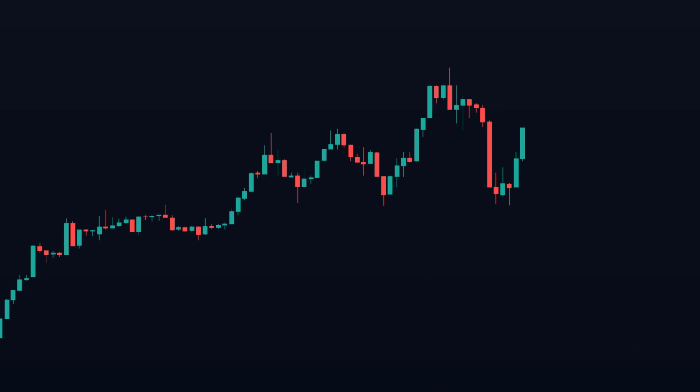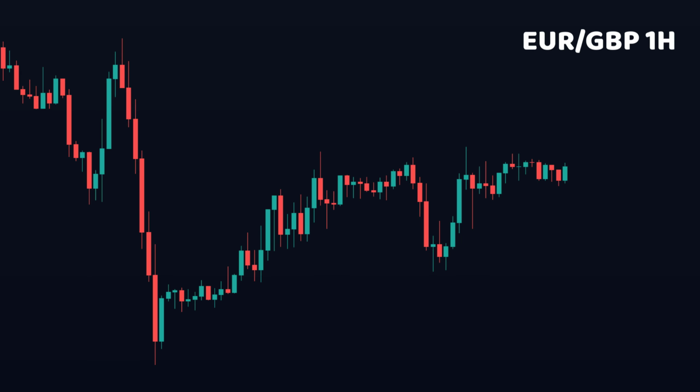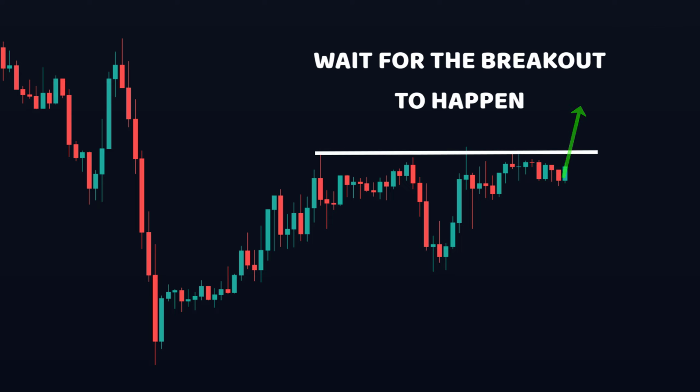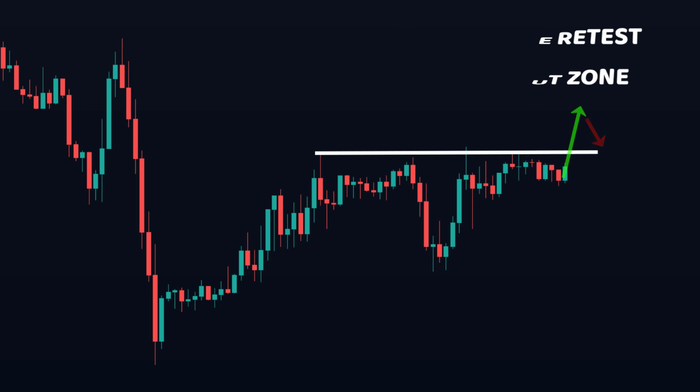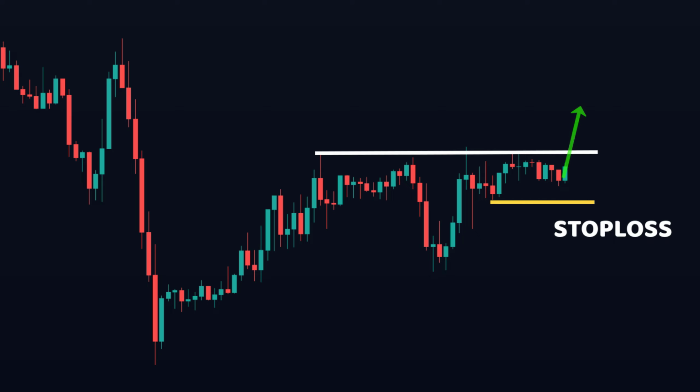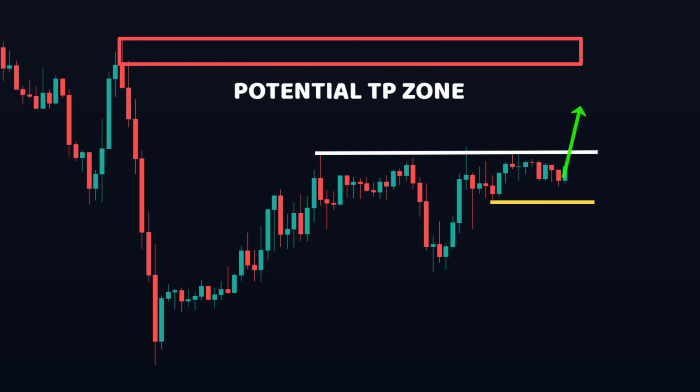First, we're gonna go through some specific examples. This is Euro-British pound pair on 1 hour time frame. We'll wait for the entry when the breakout happens, or when the price retests the breakout zone and creates a good signal for entry. We set the stop loss below the nearest bottom, and the potential take profit area will be this zone, which is the nearest key level.